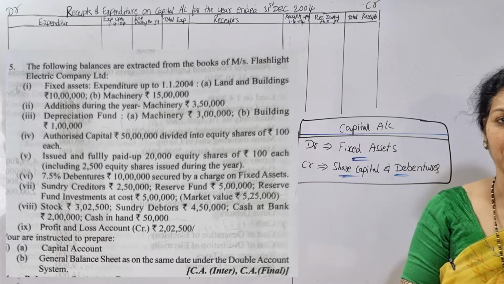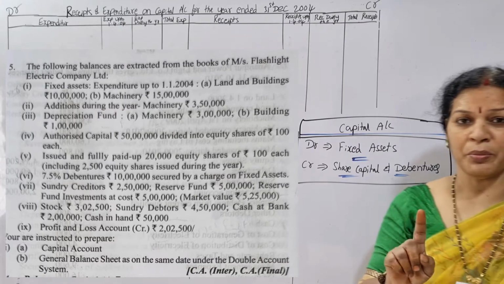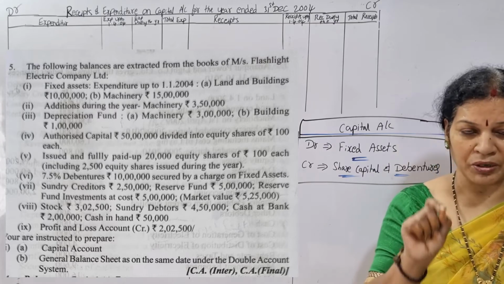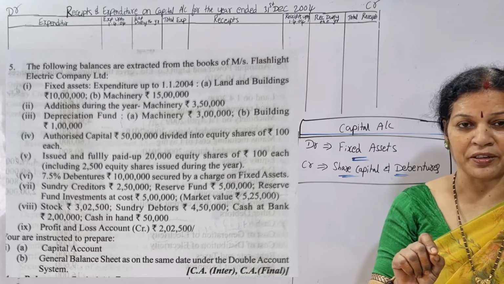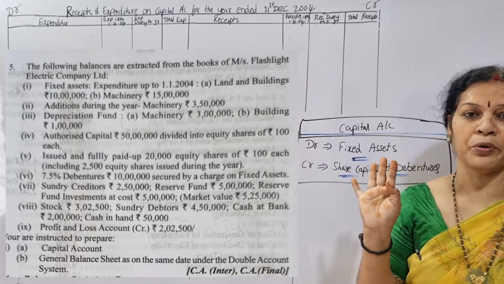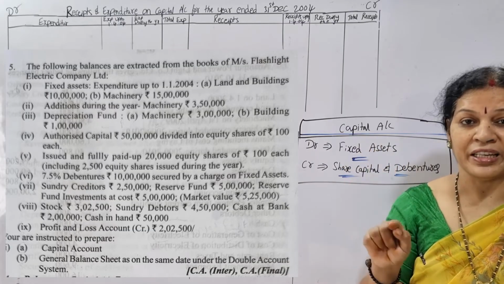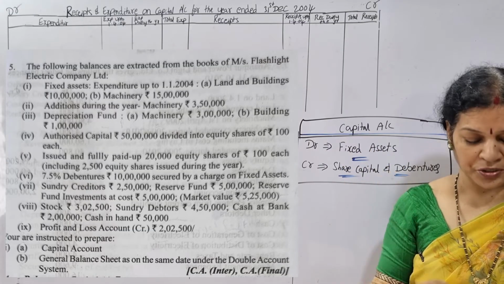Market value is 5,25,000. They said we don't touch the market value. We take the investment amount spent. 5 lakh they spent. 5 lakh only we are going to touch. 5,25,000 ignore. Don't touch it.